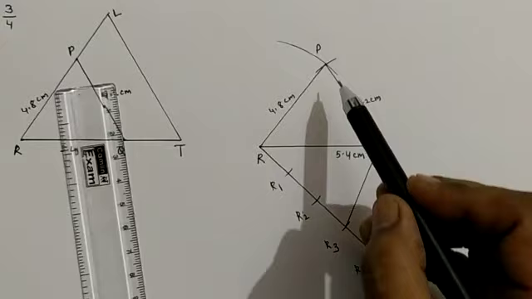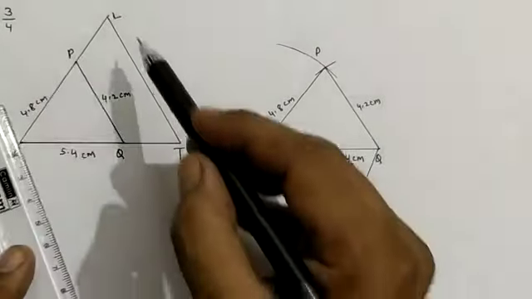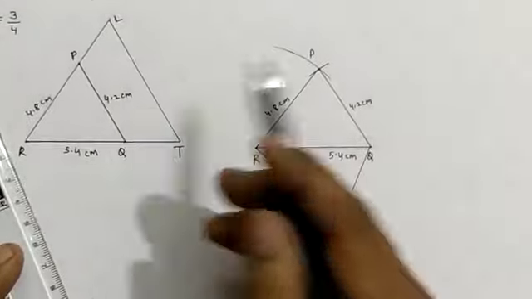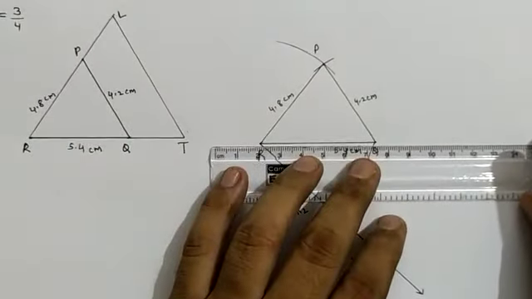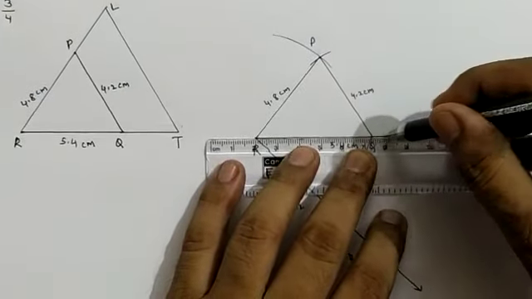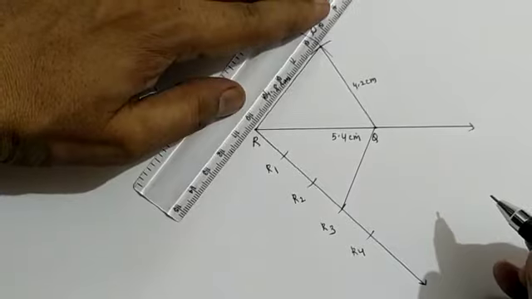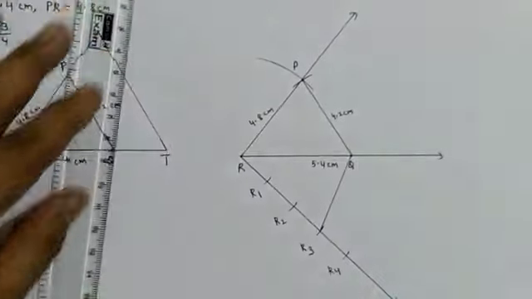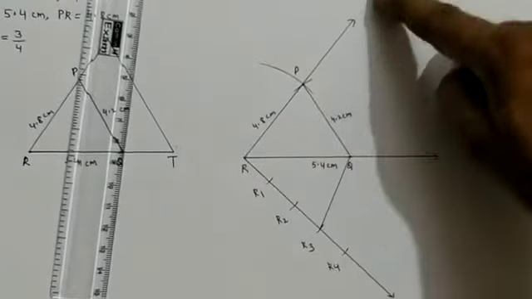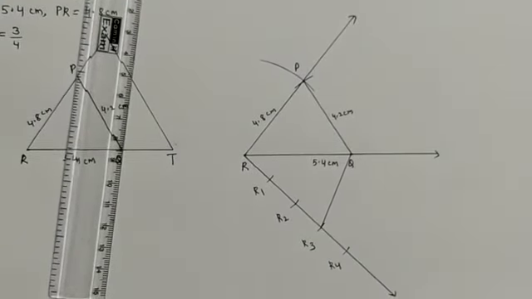So we have constructed triangle PQR. Now we have to get LTR, which will come outside this, so you need to extend this. You have to extend this line, and even this line you have to extend. Now see how we do this.